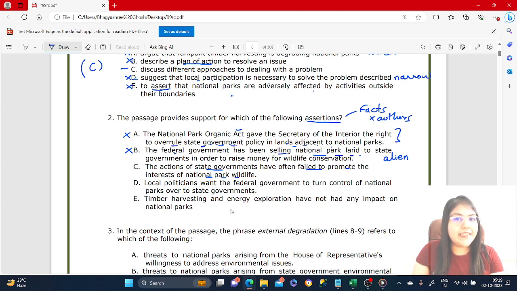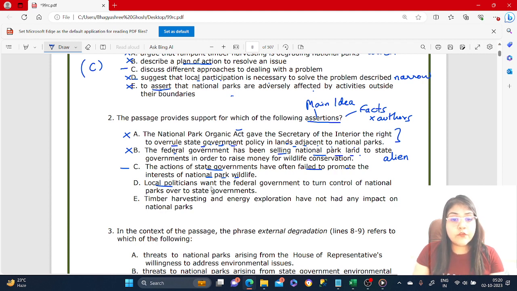This is even the main theme of the passage. So when we say the assertion, this also goes towards the main idea of the passage. So definitely C is a good contender, good option. Let's take D and E, then make the final decision. D says local politicians want the federal government to turn control of national parks over to state government.